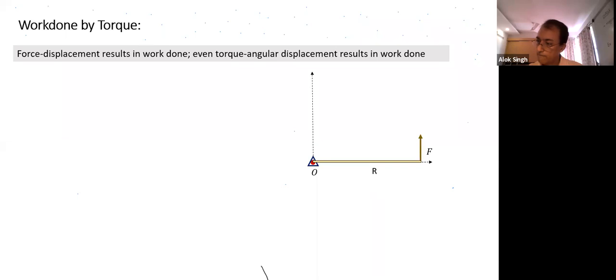How about work done by a torque? We know force produces displacement. If force and displacement are both involved, it will result in work done. But even torque and angular displacement also result in work done. Let's see how.